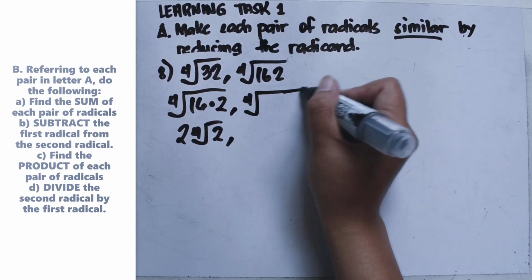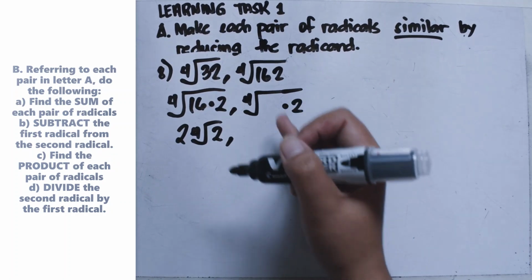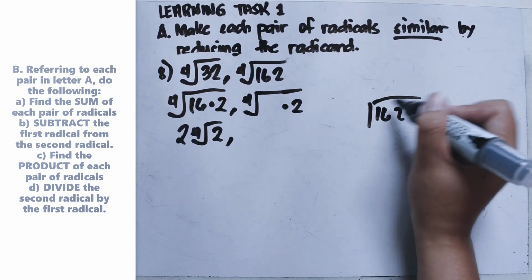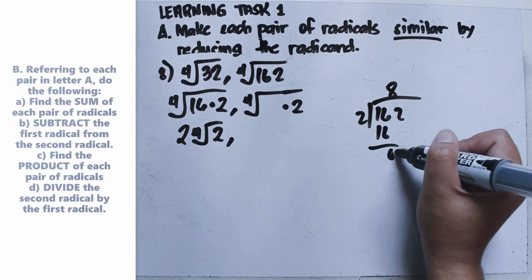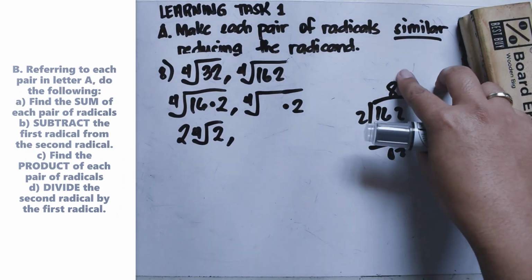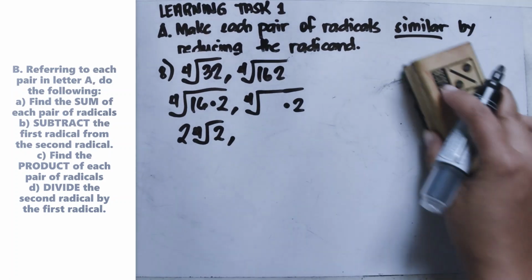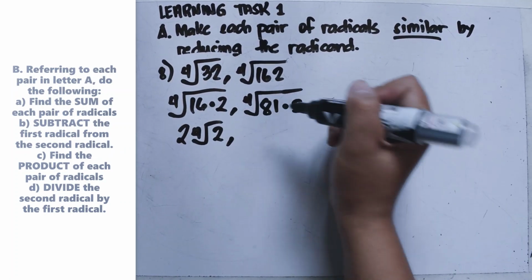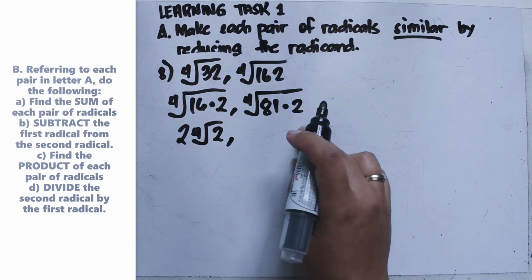So we have 4th root of, saan ko i-multiply si 2 para maging 162? So 162 divided by 2, we have 81. Ay, sorry, kay 81. Burahin ko na to. Kay 81 ko i-times si 2 para makuha ko yon. Si 2 pala, rather.